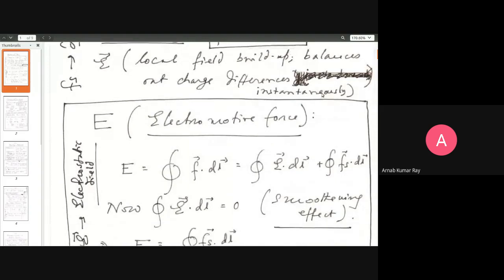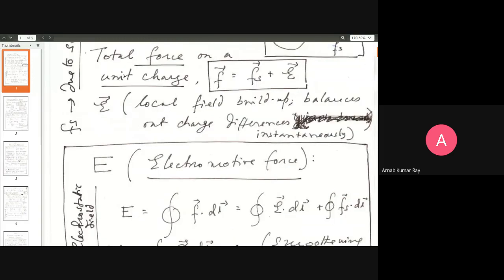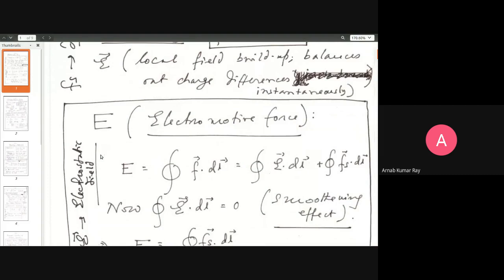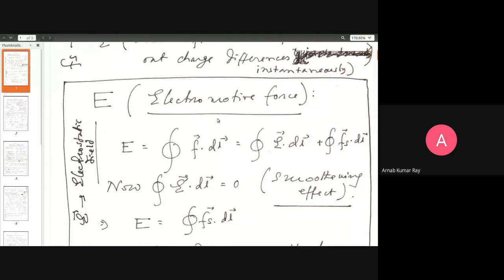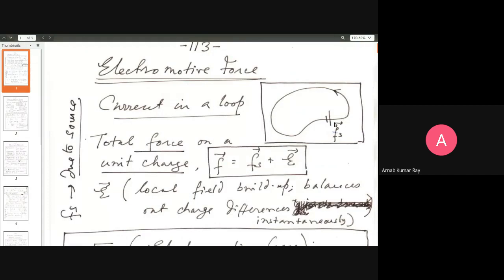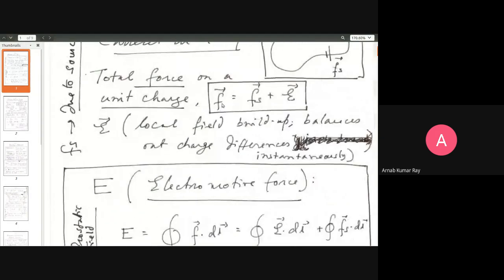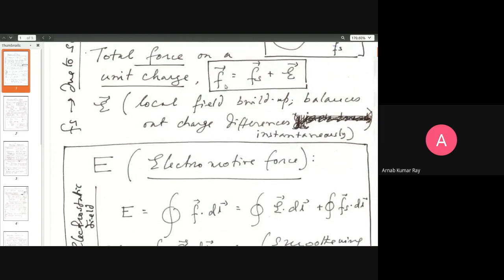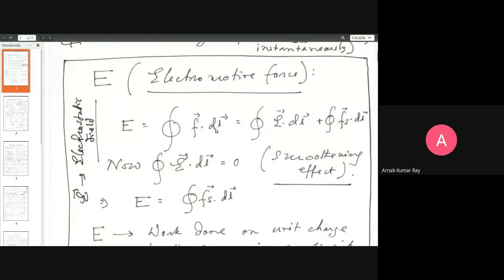Now let us try to see what electromotive force is. Electromotive force, I'm defining it by E, but I'm writing it slightly differently. This E is the electric field vector E, whereas this is a scalar field E. You can immediately see there is a little bit of a nomenclature problem over here, a naming problem. We shall see about that. First, let us define this quantity E as the closed path integral over the entire loop of this force f on a unit charge, f dot dl.